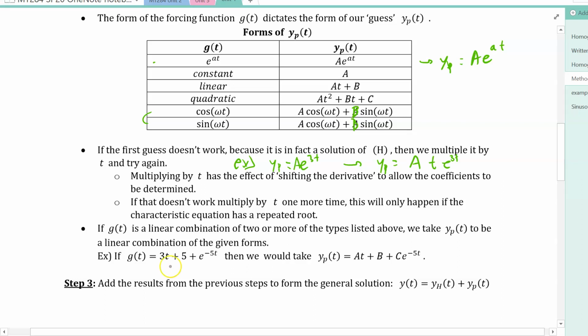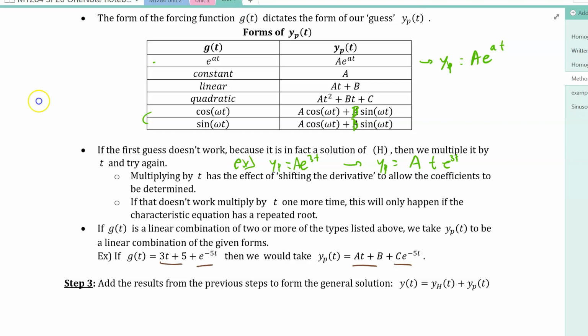So for instance, if we had a right-hand side function to be a linear function plus an exponential, what would you guess as your particular solution? You would guess a linear function plus an exponential. Again, a linear combination of the two types. So that's the key step to this.